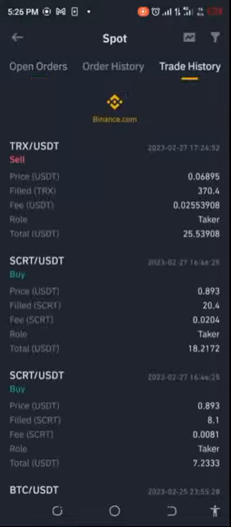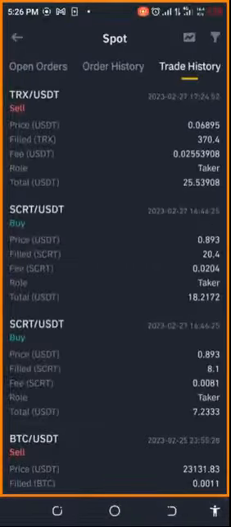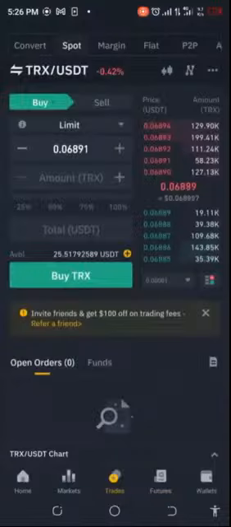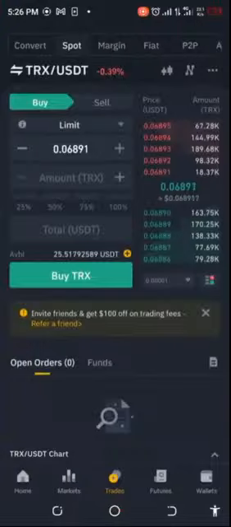So the trade history, it bought in 2 parts, okay? We have 18.2 and we have 7.2. So if you add everything together, that's 25.44, something in that range. So now let's go and see. We have 25.51. Okay, let's go and see what that's giving us.